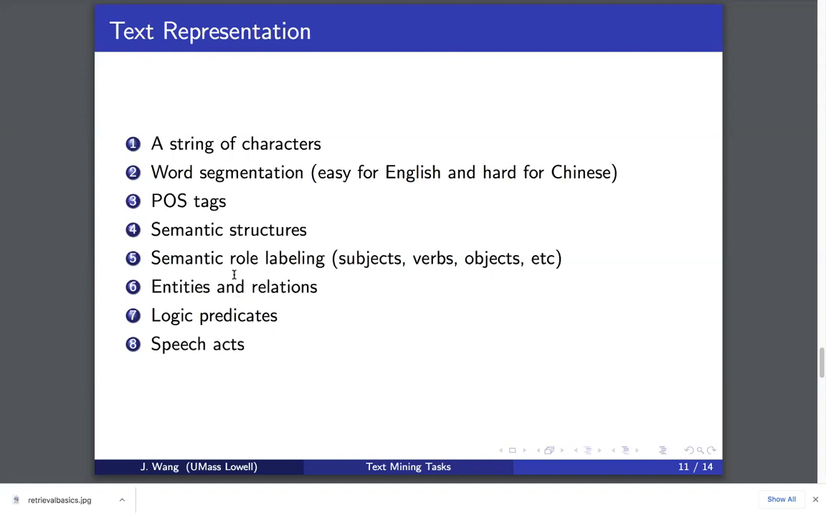And then logic predicates, which can be obtained from semantic role labeling, and speech acts, which is the pragmatic analysis that we mentioned, where you try to understand what a person really means when they speak that sentence. So that's called speech acts. So these are different forms of text representation. For the most part, for text mining, we can use number 2, 3, 4, 5. These are easier to use. And number 6, 7, and 8 are harder to come by, but they should be research topics when we try to develop a text mining application.